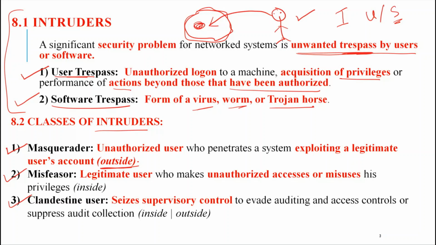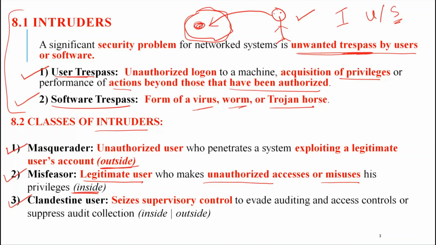Then misfeasor. Misfeasor means a legitimate user, that means an authorized person who makes unauthorized access or misuses the privileges given to him. So particularly the inside people, the inside users. He is a legitimate user, he is an authorized user, but he is going to do unauthorized activities. That means he is going to misuse the resources available inside the network. So he is called a misfeasor.